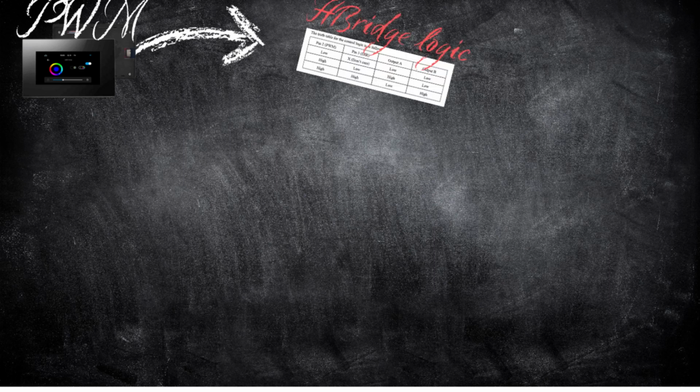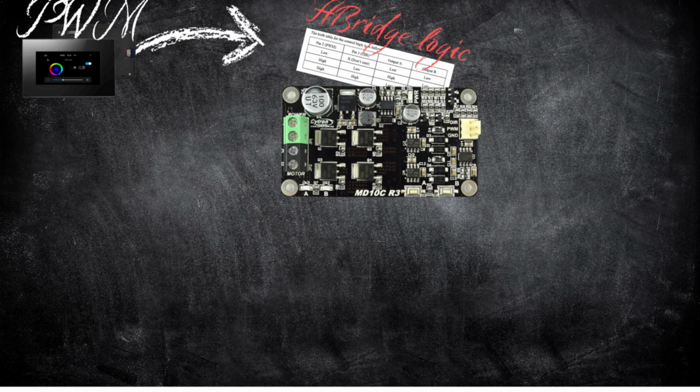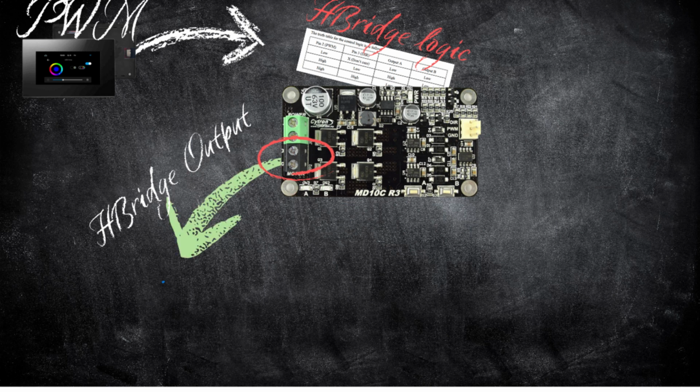Welcome to my blackboard. The way we generate the signal is we start with the PWM, and in this case we'll use a Nexion because that's the best example for right now. Then we go to the H bridge. The H bridge has a specific logic, located where the direction, PWM and ground are. That's the way the Nexion talks to the H bridge. The H bridge is an output that takes that signal and sends it out.